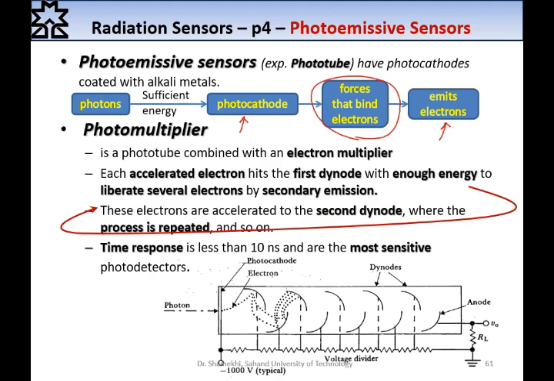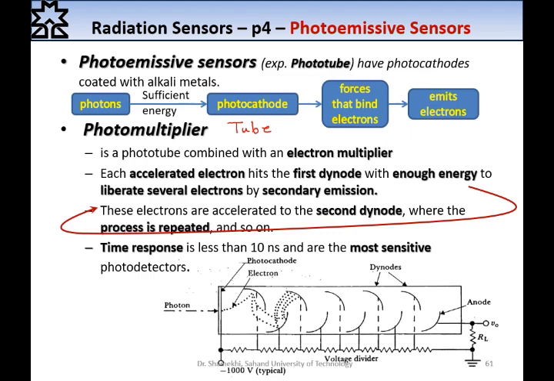Photomultiplier tube, and I added some words at the end of this word, photomultiplier tube, is a phototube combined with an electron multiplier. Read the text first, and after that we will talk about this figure.